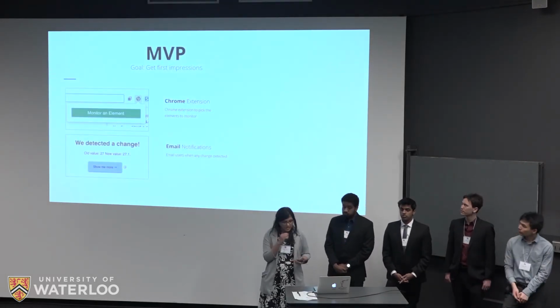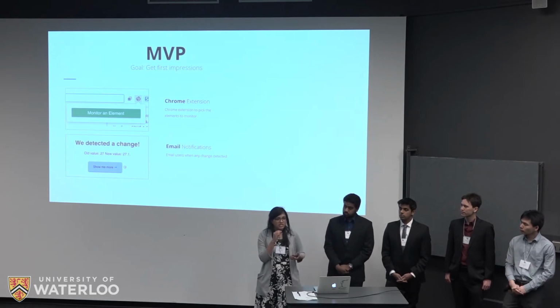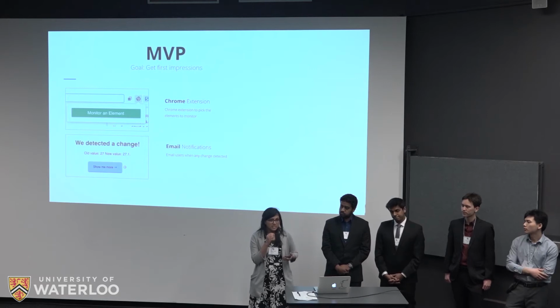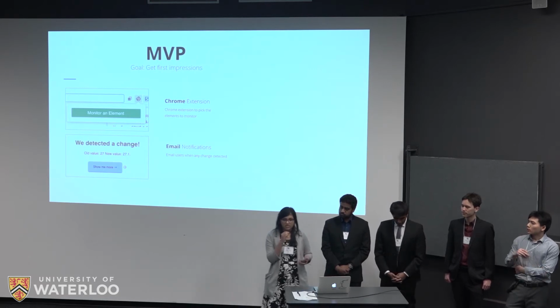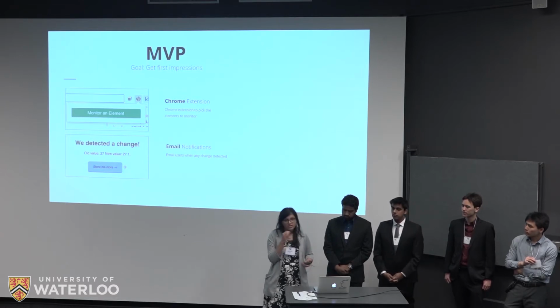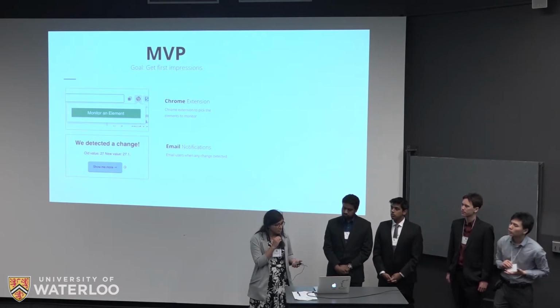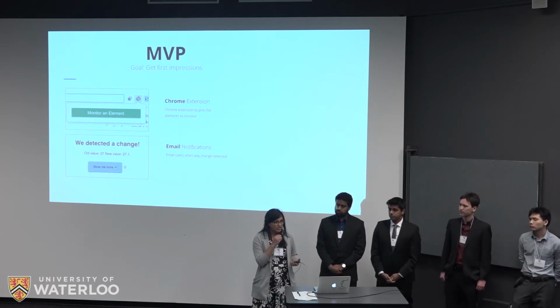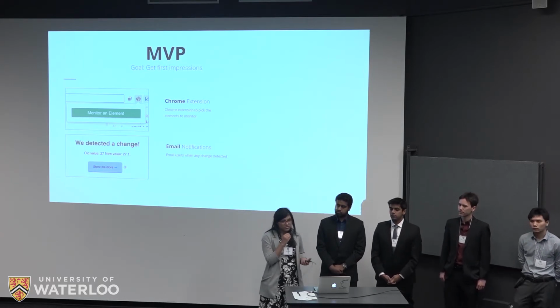The first thing we had was a Chrome extension. Essentially, the user has to go to the website they want to monitor, use our Chrome extension to select the element that they want to monitor, which would then direct them to our website. The other thing we had was emails. When the value that we're monitoring changes, we want to be notified by email. And we can do that using Piqio.